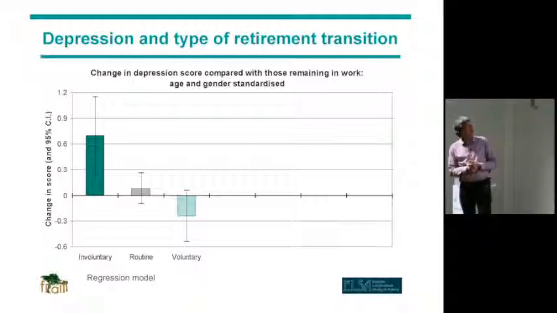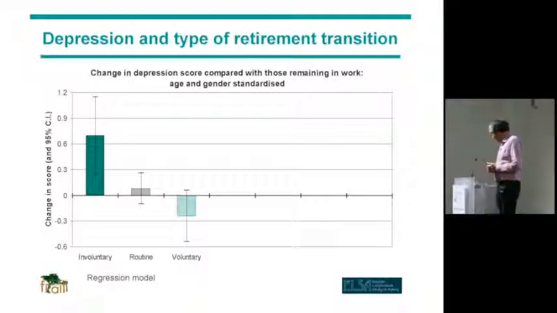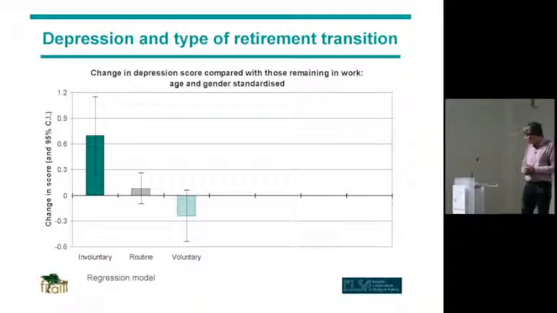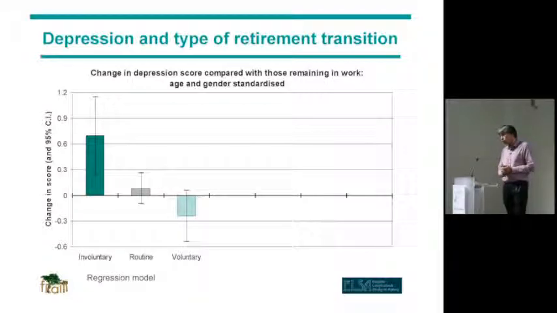What I have here is retirement, and retirement is classified into involuntary, routine, and voluntary. Routine is when you reach state pension age. Involuntary is when you're forced out of work. Voluntary is when you choose to leave. You choose to leave because you want to spend time enjoying yourself, you want to do different types of things. And what you find is that this, on average, non-existent relationship between retirement and well-being is very different for those who are forced out of work and those who choose to leave work.